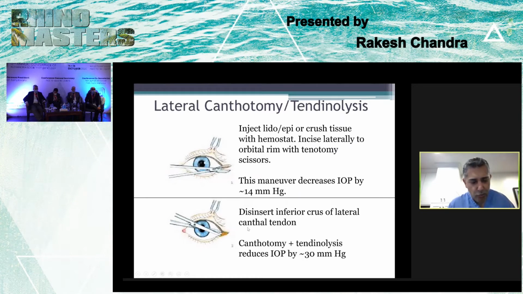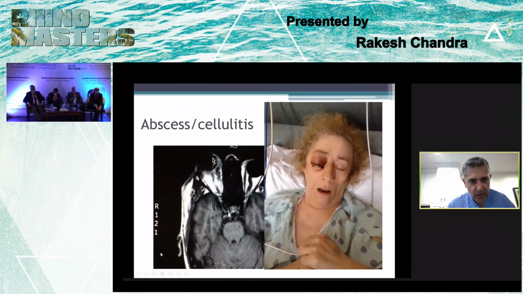But the other important step is to then turn the scissors inferiorly and transect or disinsert the inferior crus of the lateral canthal tendon. This causes about another 15 millimeters of mercury reduction in intraocular pressure, for a total of about 30. So this is what temporizes the situation and buys you time, and it is the most rapid way to reduce intraocular pressure in these situations. The next step would be to take that patient to the operating room and decompress the medial orbital wall. I'm going to illustrate that to you in the context of some other cases.